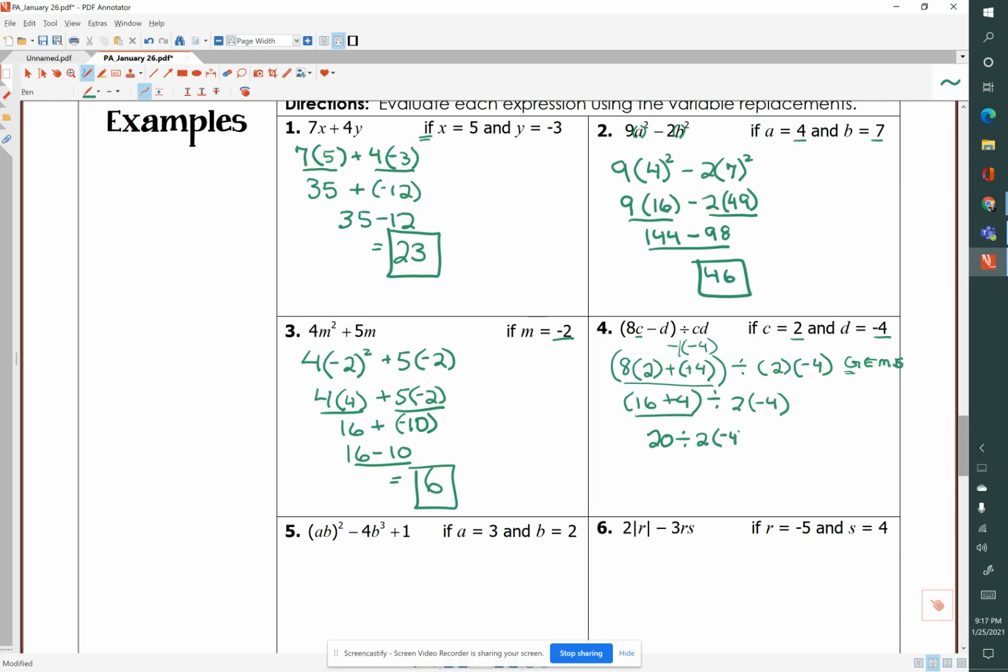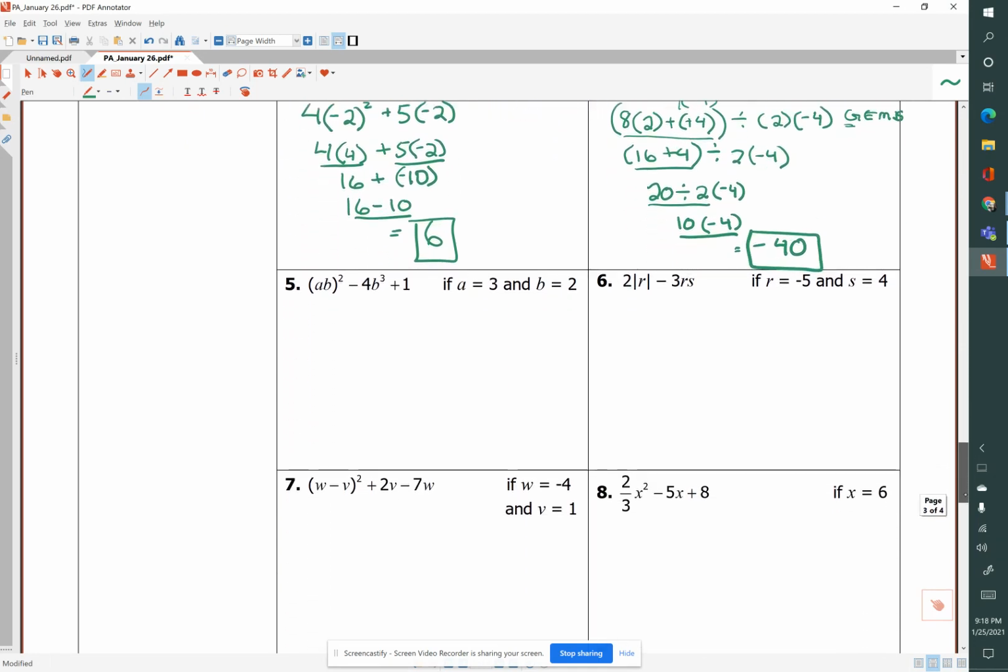Now we'll do 20 divided by 2 because multiplication and division are worked from left to right. It doesn't matter if the division is first or if the multiplication is first. So we'll have 10 times -4, and 10 times -4 is -40. So there are some tricky things going on in that one.